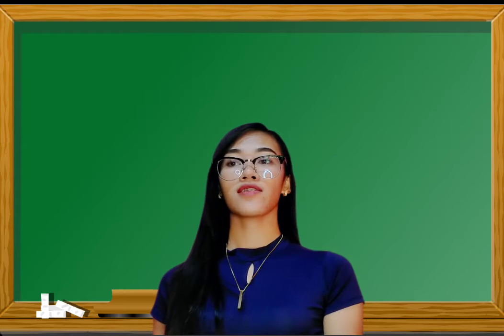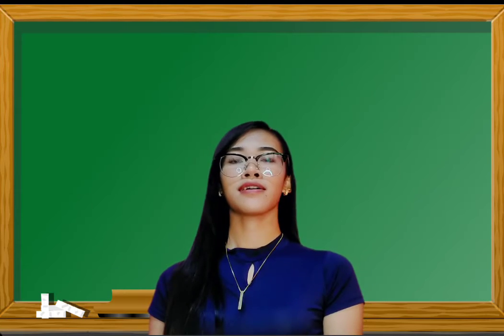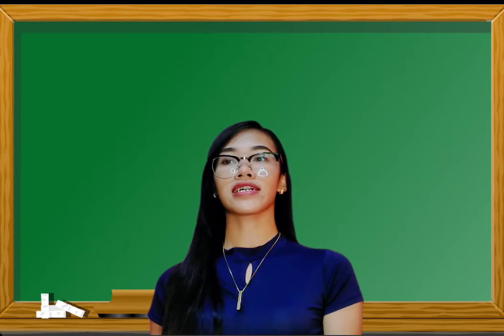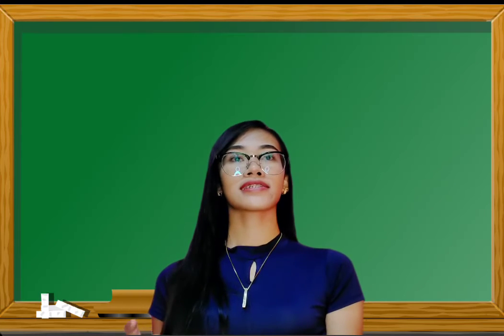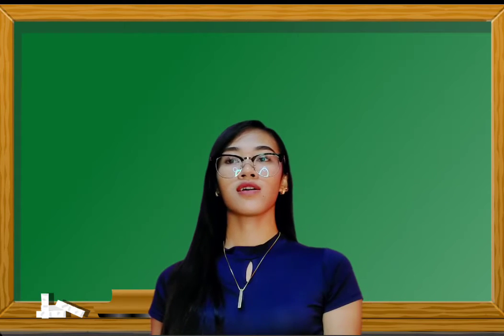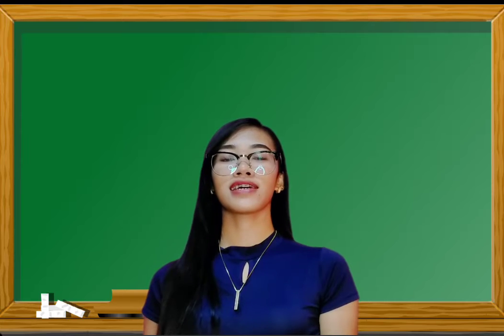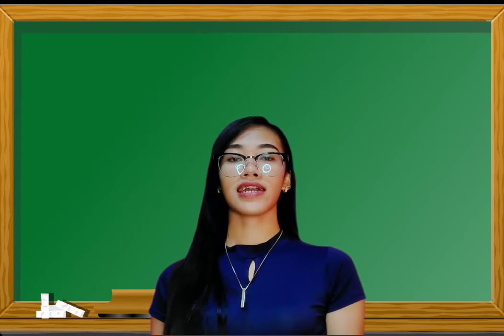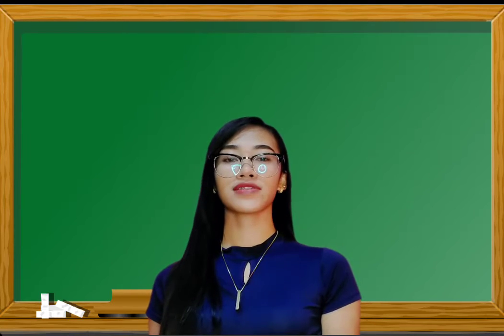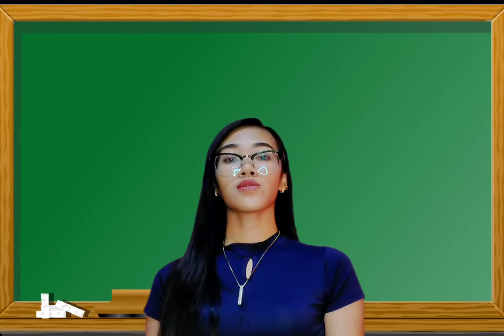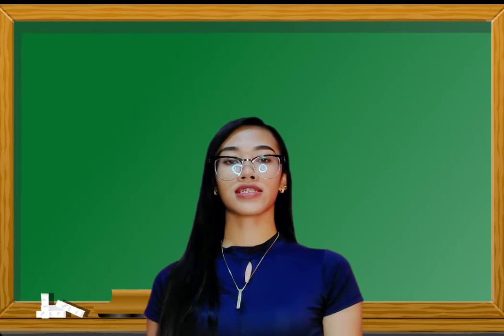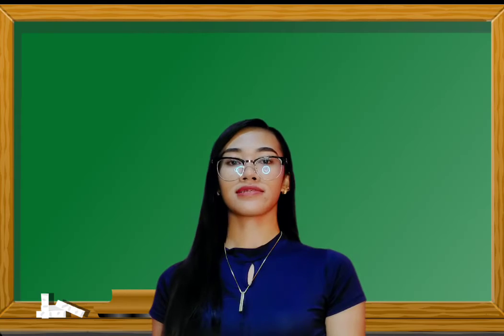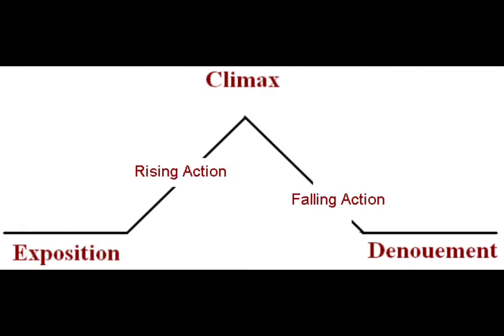So class, what do you think is our topic for today? Yes, Mr. Tayo? Yes, Mr. Rejos? Okay, very good. Our topic for today is all about elements of plot. So I have here illustrations of elements of plot. The elements of plot are exposition, rising action, climax, falling action, and denouement.